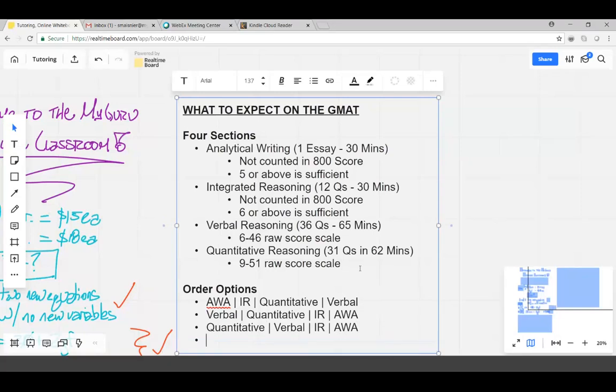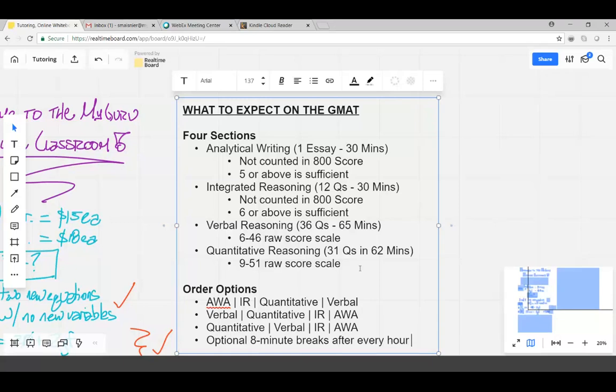You also will have optional 8-minute breaks after every hour, or approximate hour. So what you're looking at is after the AWA and the IR, then you can have an optional 8-minute break. Between the quantitative and the verbal, you can have an optional 8-minute break, and that's the extent of it.